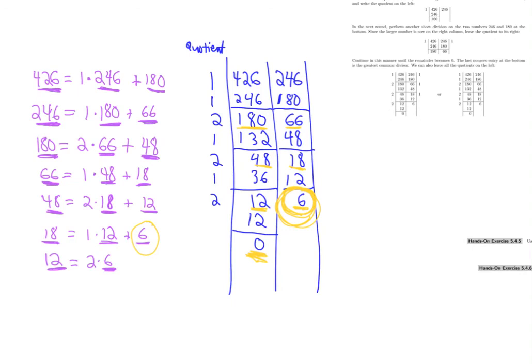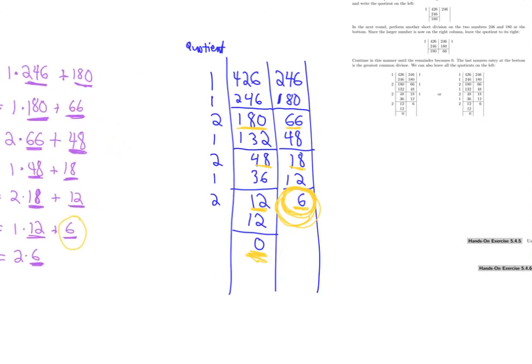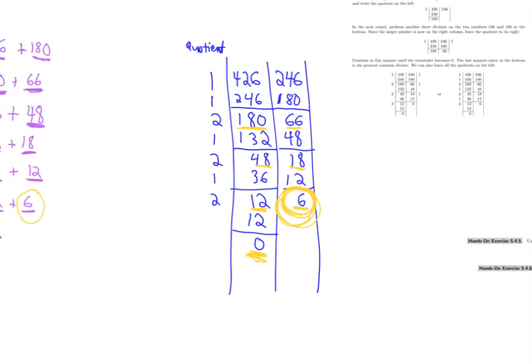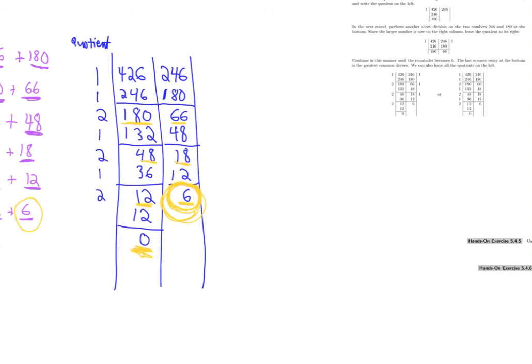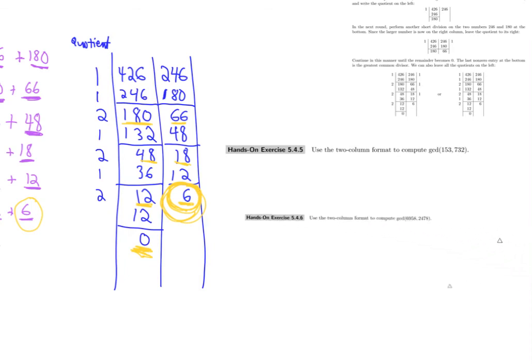So I had these two methods side by side just for comparison. What you need to do at this point is try not using the Euclidean algorithm the way I have it over here. Try to use just the two-column method to do these hands-on exercises. And then join me in the next video.